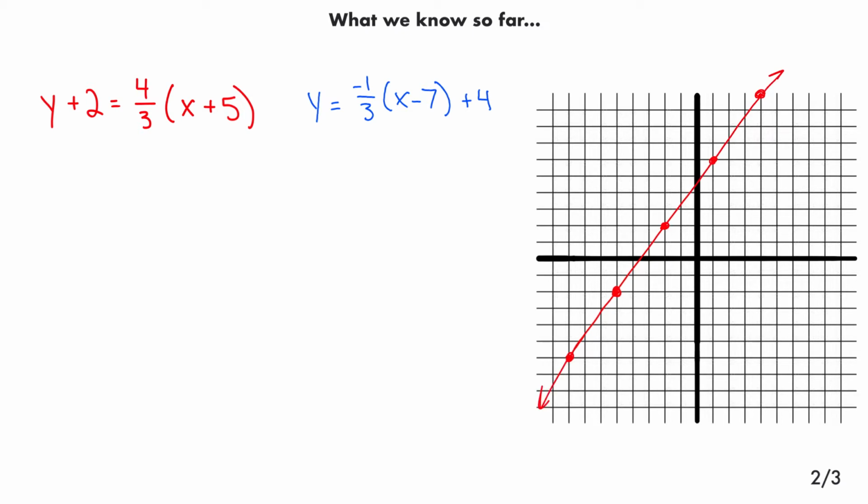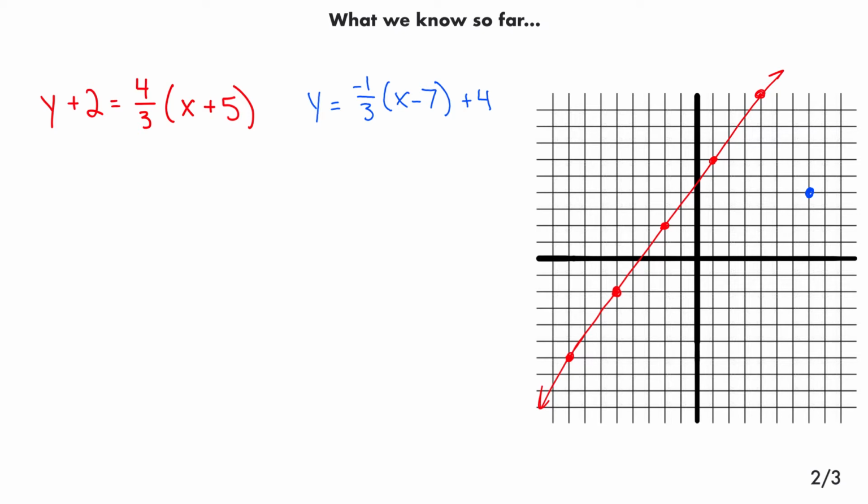And then for the blue line, I'm going to go right 7 because I do have to flip this. I still have to flip the number next to the x, but I do not flip the number on the outside of the parentheses because it's not on the same side as the y. So we're going to go right 7, up 4. This is right here. The slope is negative 1 over 3.